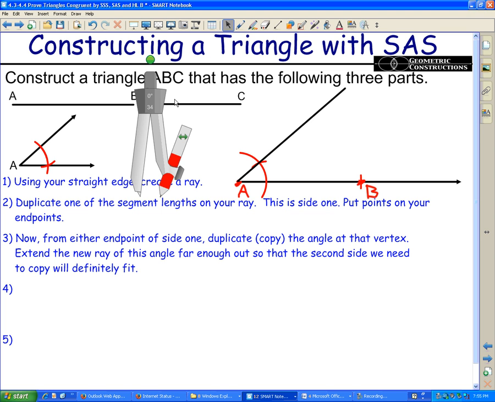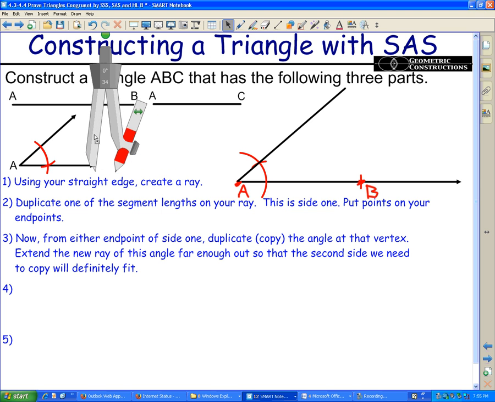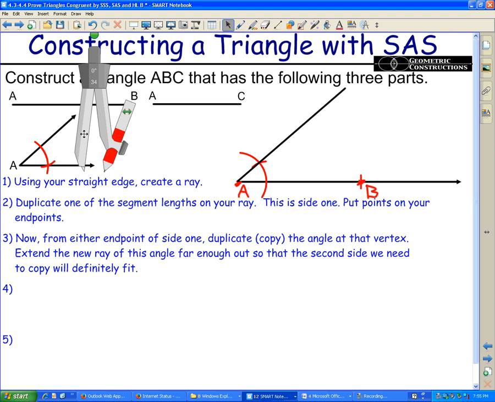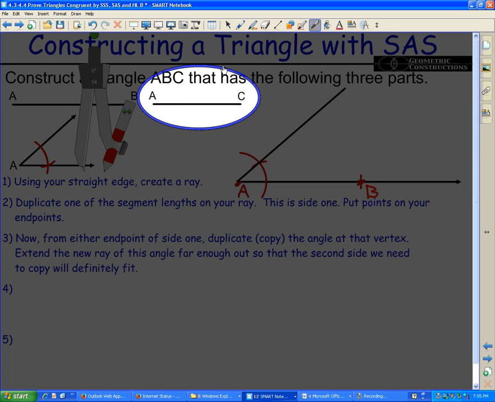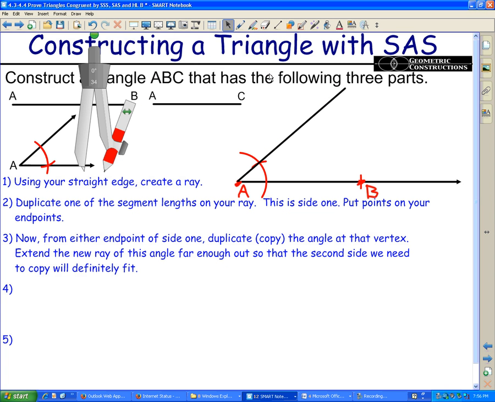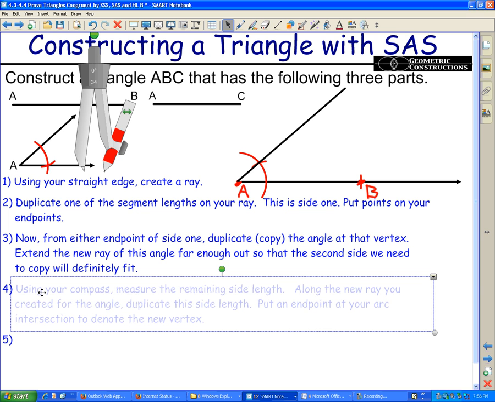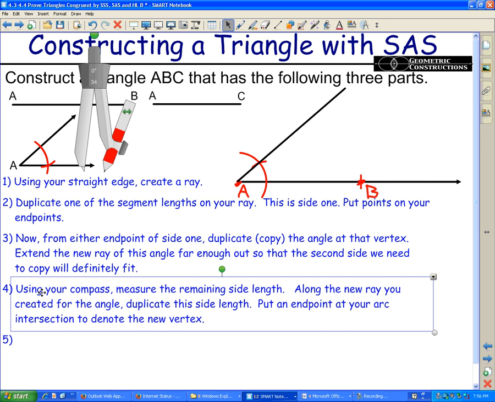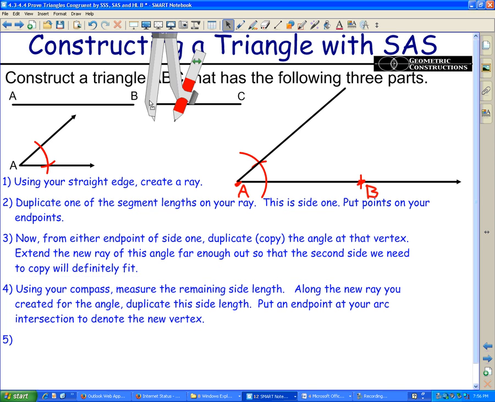The only thing left that I haven't played with up here is the remaining side AC. So what do you think is going to be next? If you guessed it probably has something to do with segment AC, you're the winner. Winner, winner, chicken dinner. Using your compass, measure the remaining side length along the new ray that we just created. Duplicate this side length. So we're going to come over here.